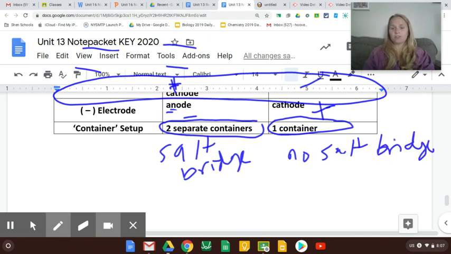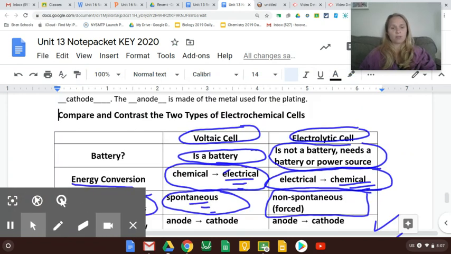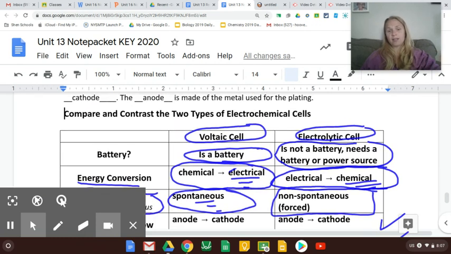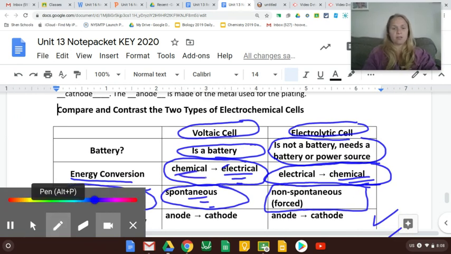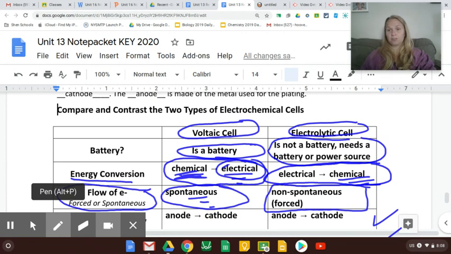This one might have a weird object like a spoon or a key that's being electroplated. Okay, so the big thing is a voltaic cell is a battery. It produces volts of energy as you take chemicals and use them to make yourself electrical energy. An electrolytic cell is the opposite. You have to plug it into an electrical source to do something chemical.